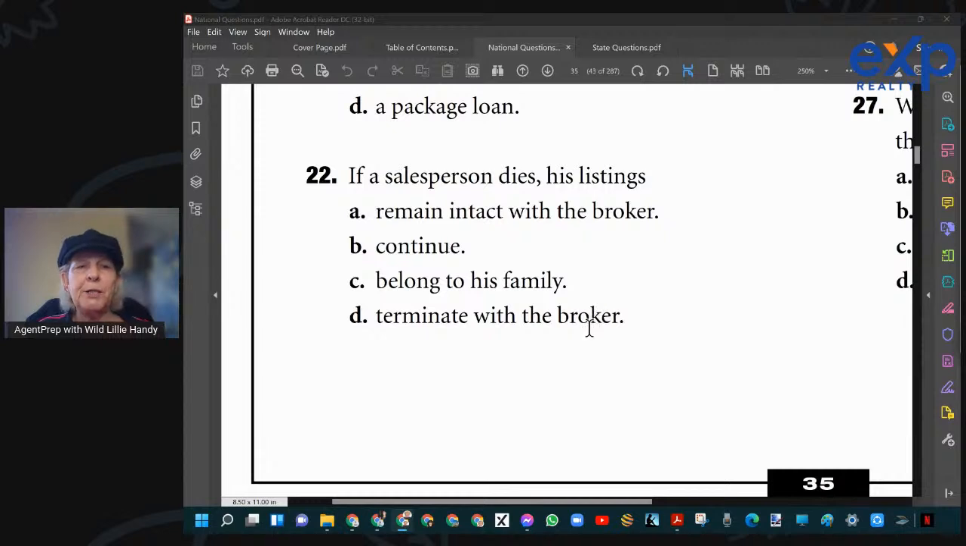All right. Number 22. If a salesperson dies, their listings, what happens to them? A, remain intact with the broker. B, continue. C, belong to their family. Or D, terminate with the broker.